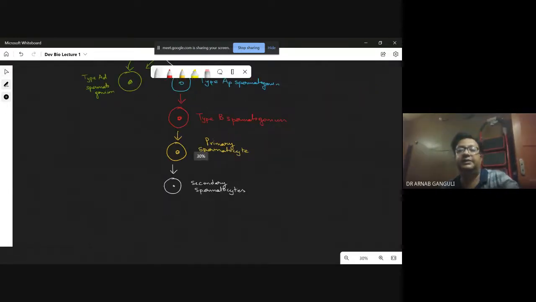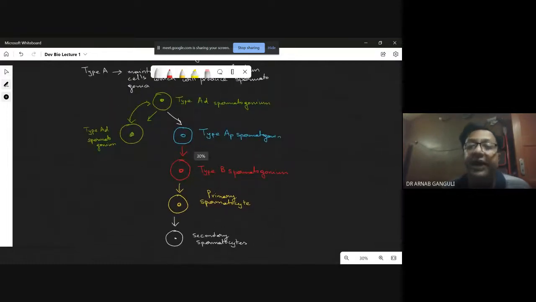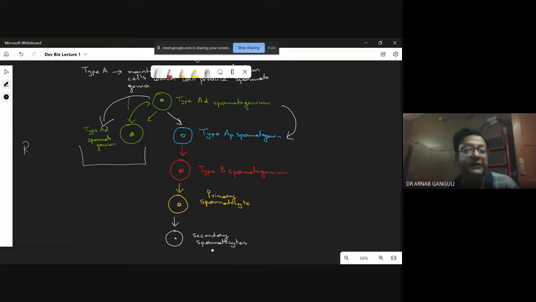So let's see it in a complete scenario. You have a population of type A. Some of these type A will give rise to type AP. Many of them will regenerate the cells which are lost by getting converted into type AP. They will multiply and one population will keep on replenishing the AD population. Then type AP will give rise to the type B spermatogonium. This will give rise to the primary spermatocyte. This will give rise to the secondary spermatocytes.